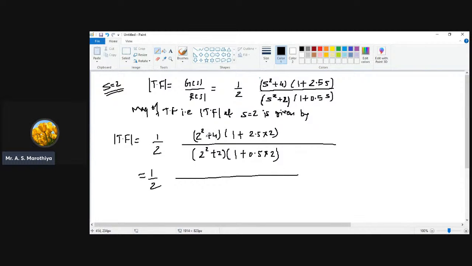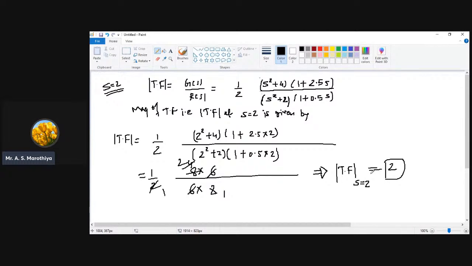Then 2 square is 4, 4 plus 4 is 8, into 2.5 into 2 is 5, plus 1, this is 6. In the denominator, 2 square is 4, 4 plus 2 is 6, into 0.5 into 2 is 1, 1 plus 1 is 2. So the 6 gets cancelled, and the remaining terms simplify. Finally, we get the magnitude of the transfer function at S equals 2 as 2. This is our final answer.